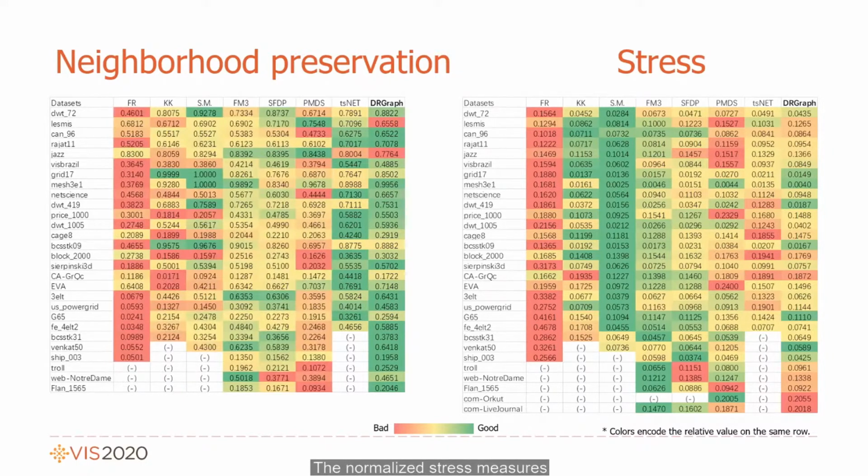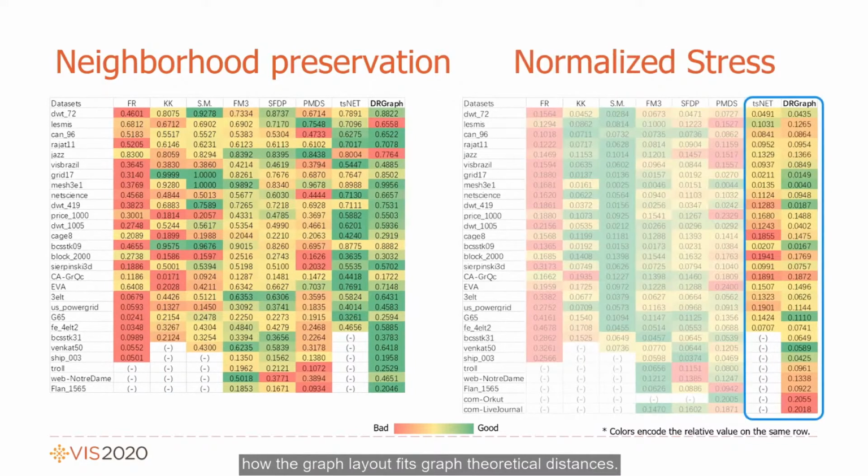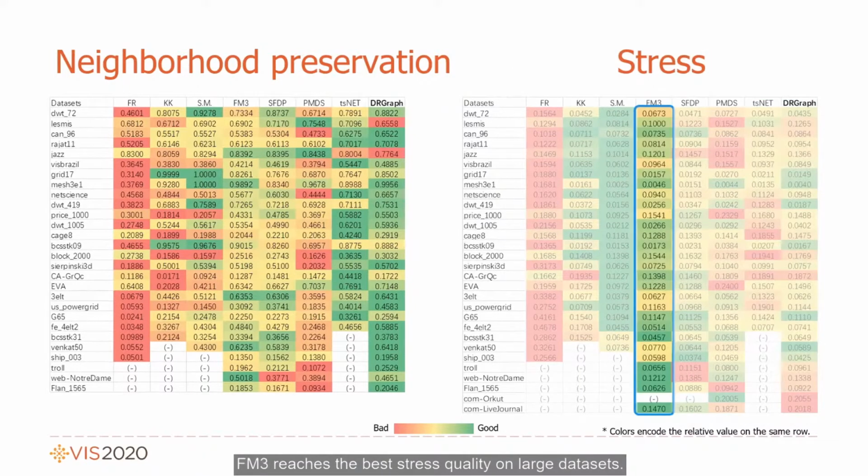The normalized stress measures how the graph layout fits graph theoretical distances. DRGraph can achieve a better stress quality compared to tsNET. FM3 reaches the best stress quality on large datasets. This is not surprising, because our algorithm does not optimize the stress.